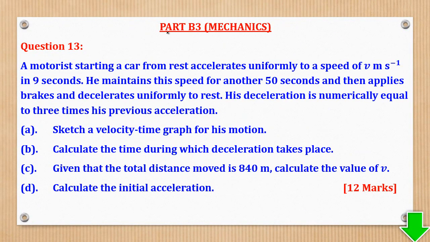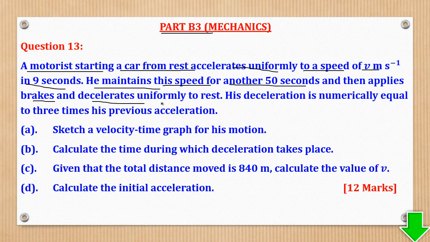That was part B2. Then part B3 is under mechanics. Question 13 says, a motorist starting a car from rest accelerates uniformly to a speed of v meters per second in 9 seconds. He maintains this speed for another 50 seconds and then applies brakes and decelerates uniformly to rest. His deceleration is numerically equal to 3 times his previous acceleration.